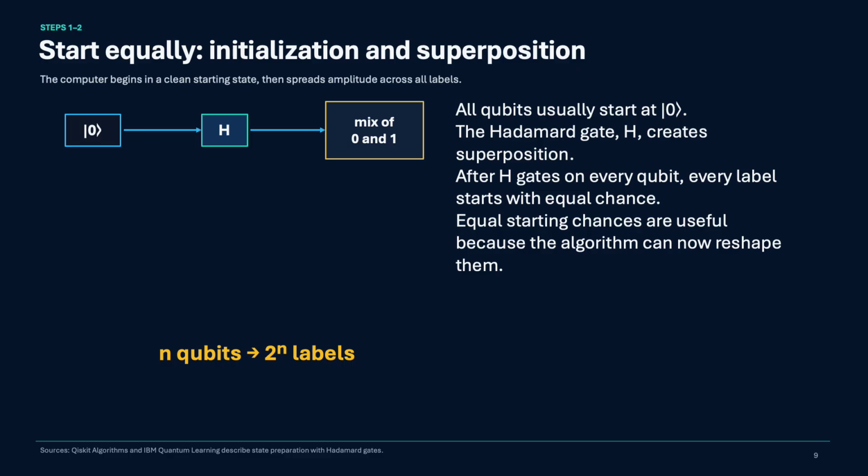Instead of our register representing just one binary label, the quantum state now contains amplitudes associated with every possible label. At this moment, none of the doors is preferred. Every candidate begins with equal probability, and that fairness is important. Grover does not begin by guessing which answer is correct. It begins by treating the possibilities equally and then uses the structure of quantum interference to reshape these probabilities. Maya now has spread her attention across the entire library, but she still needs some way to identify the correct door.